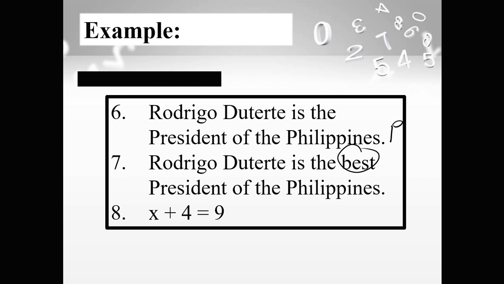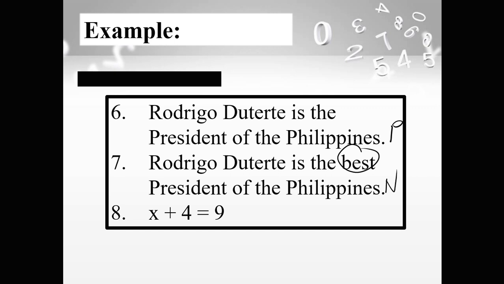So, ibig sabihin po, in the statement of number 7, that is an opinionated statement. Kasi maaaring kay Miss Lorraine, si Rodrigo Duterte is the best president. Pero maaaring sa'yo, he is not the best president of the Philippines. So, the given statement po is answerable both by true and false since that is an opinionated statement, and that is what we call paradox. Okay? So, opinionated siya na statement. So, ibig sabihin po, that is not a proposition.